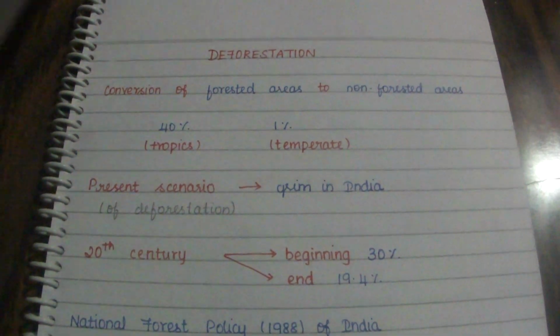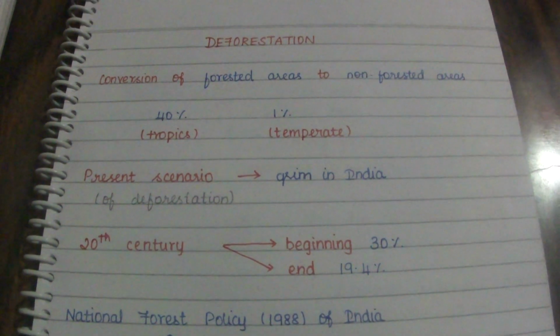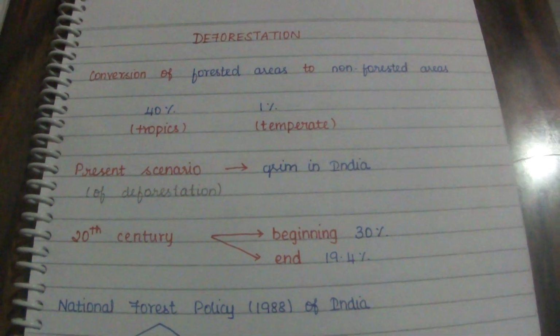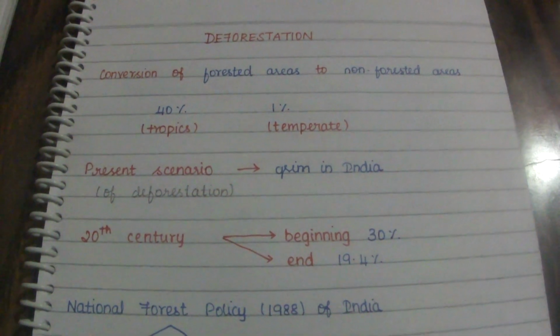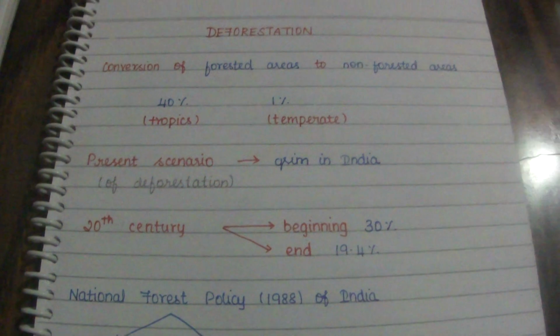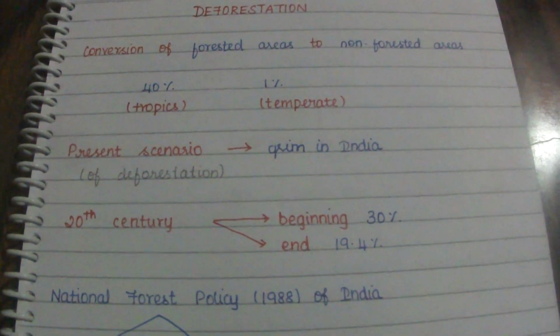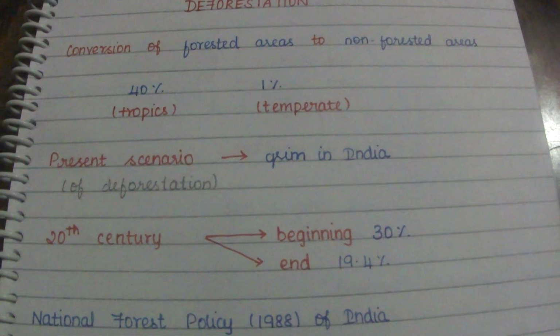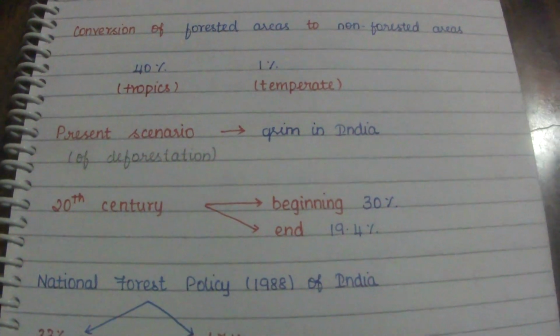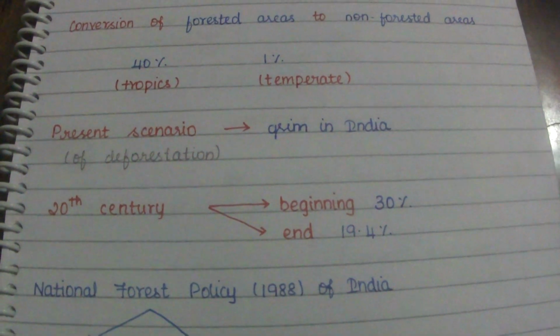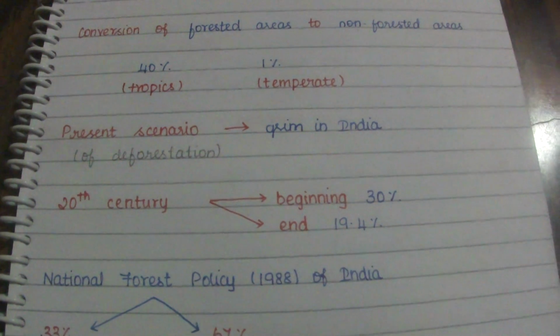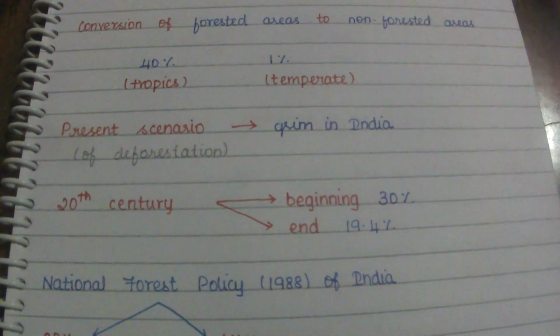The present scenario of deforestation is grim in India. Deforestation has come to its highest peak in India. It is going to cause a tremendous change in the diversity of organisms and gives us the worst environmental issues.